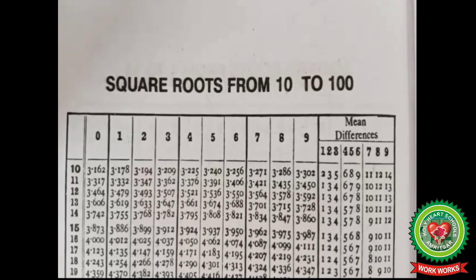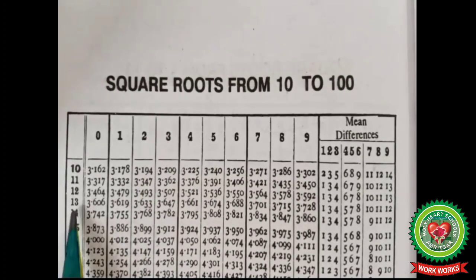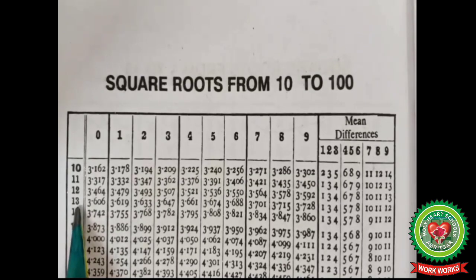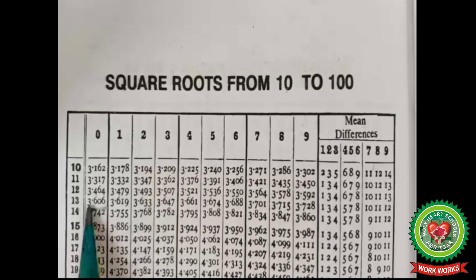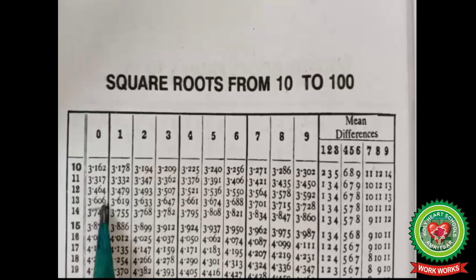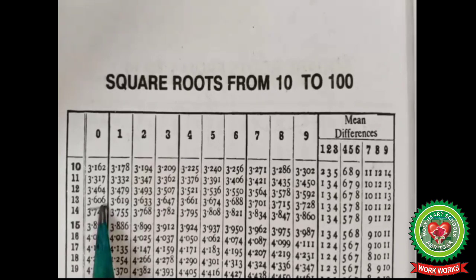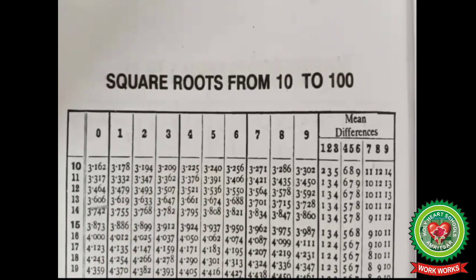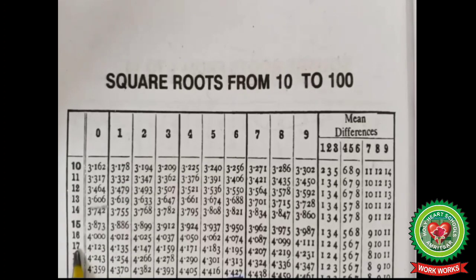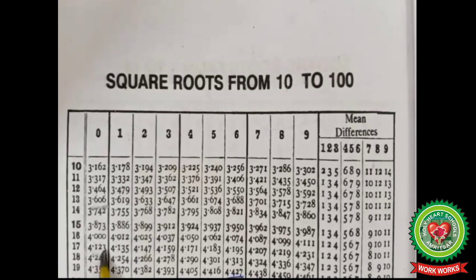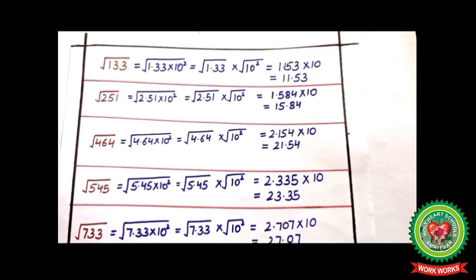Now we have to find square root from 10 till 100. For example, suppose we have to find the square root of 13. In front of 13 in the 0 column the answer is 3.606. So square root of 13 is 3.606. Similarly, if we want square root of 17, then the answer is 4.123. Now, in the log table book, the square root table is only till 99. But if we have to find the value of more than 99, we have to use this method.